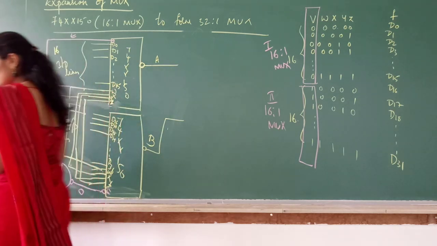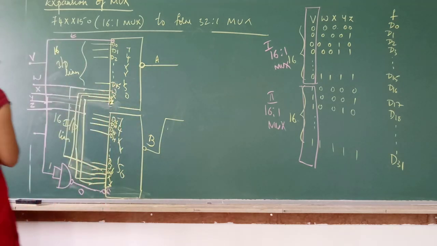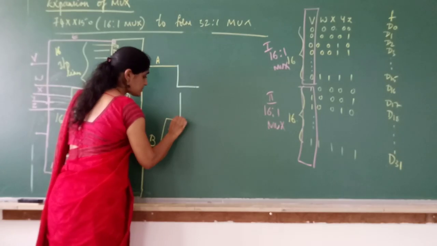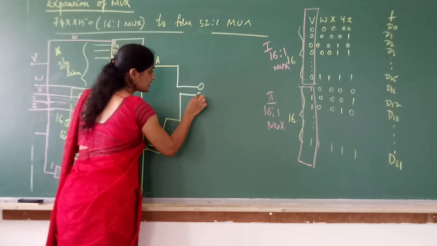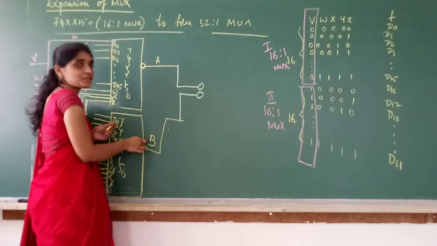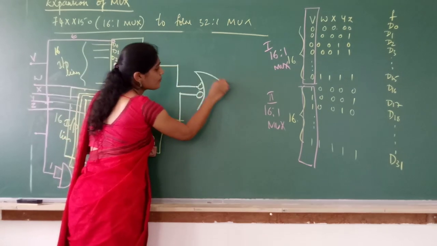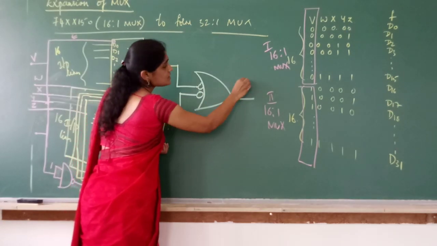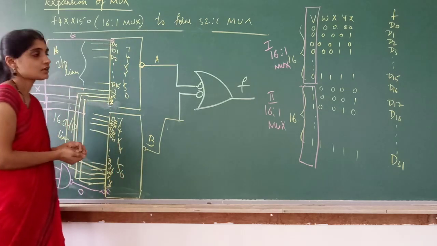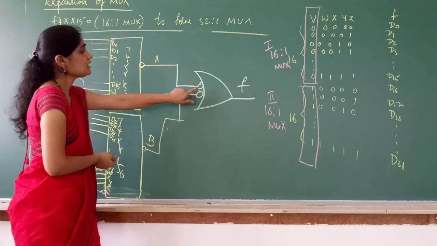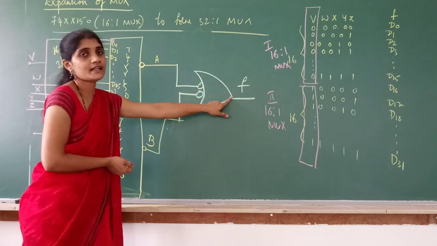Again, this will be connected to a gate. Okay. So out of these two, I must get one, right? So these will be connected to a bubbled gate. Why? Because outputs are active low. It can be complemented by using a bubbled OR gate. So this is your F.